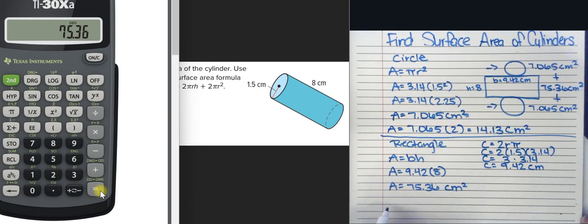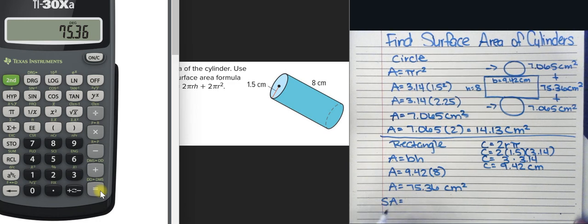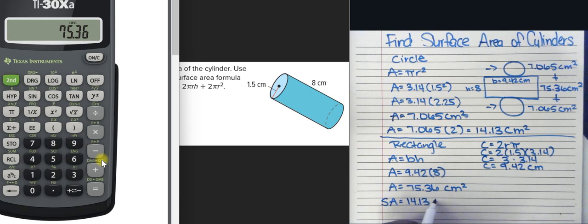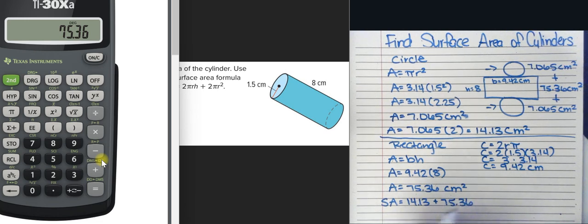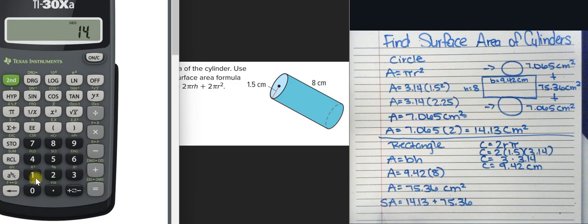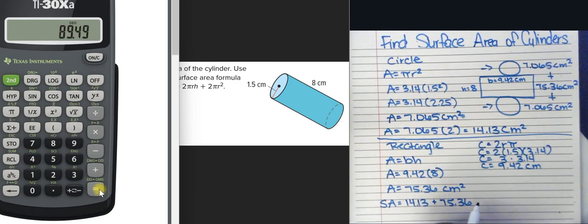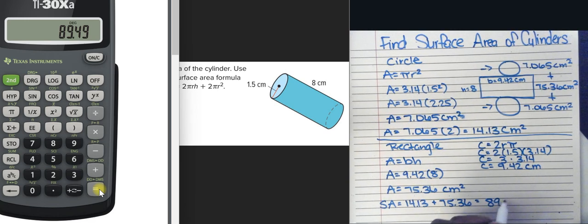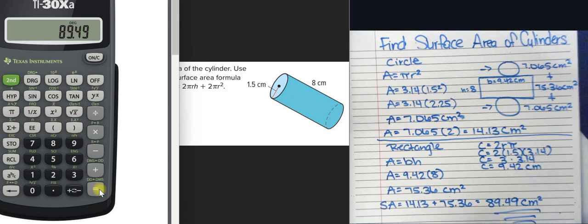So remember, the surface area is just adding up all three of these shapes, right? So our surface area then is going to be 7.065. Well, we know there's two of those, and we already found the sum of those two. So it's 14.13. And we're going to add that into our rectangle, 75.36. And so when I add those two together, we end up with 89.49. And remember, we talked about area, so this is square centimeters. So that is your answer here, 89.49.